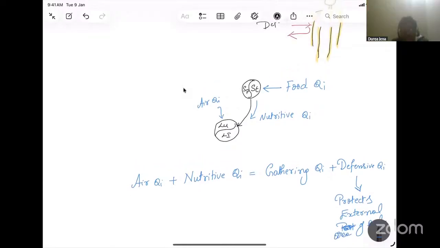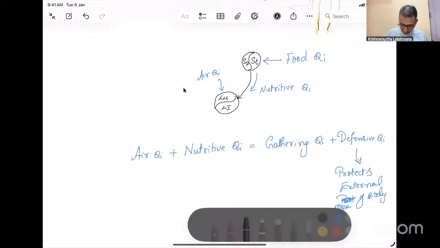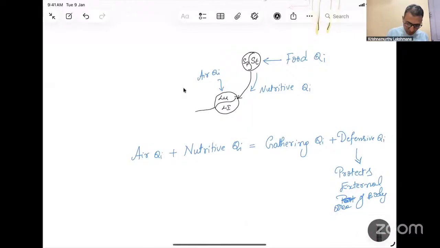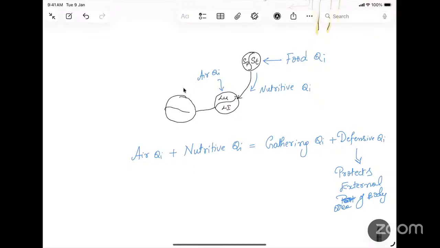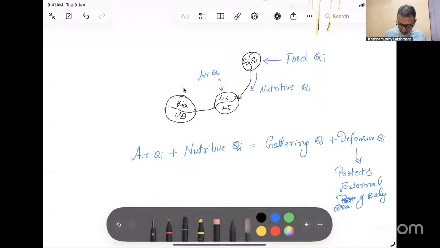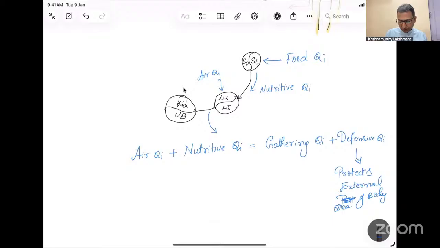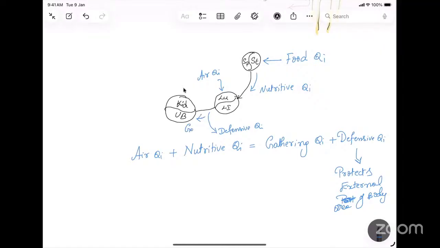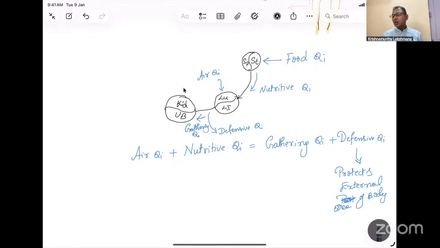Okay. Now, air chi came, and from here it has to go next to kidney UB. From this, one part has gone to the outside of the body in the form of defensive chi. And what goes into the next part is gathering chi. Okay. Clear? Yes. Whoever asked the question, they are okay? Yes, sir. Okay, great. So this goes into the internal part of the body.